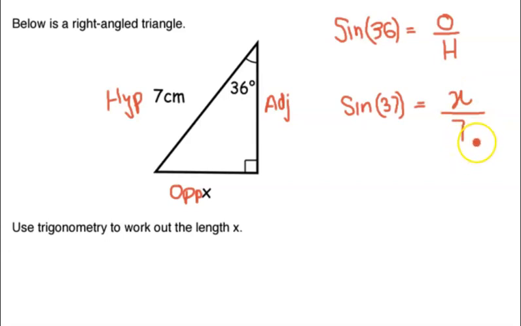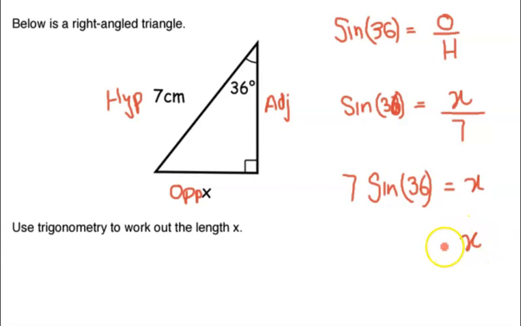This 7 here is dividing. You pick it up and put it on the other side, and when you put it, it should come up here. 7 times sine 37. Oh, I mean 36. Where did I get the 37 from? This is 36, not 37. And that's 7 sine 36, that being multiplied, and that will give you the value of x.